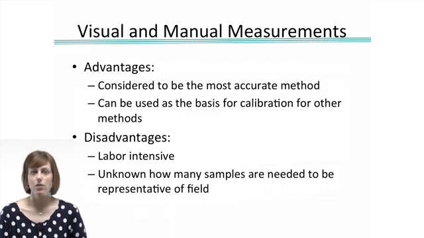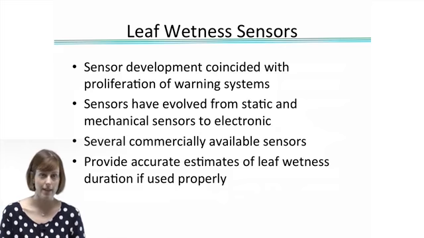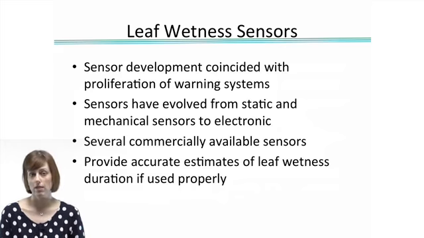Now, leaf wetness sensors. Their development coincided with the development of disease warning systems, and they've certainly advanced with the use of disease warning systems by growers. They've evolved from static to mechanical sensors, and now we're into the realm of electronic sensors. An example of a static sensor would be the Duvdevany dew gauge or leaf wetness gauge.